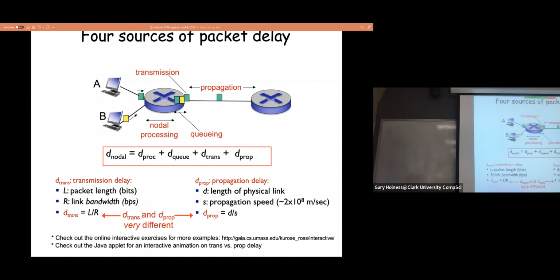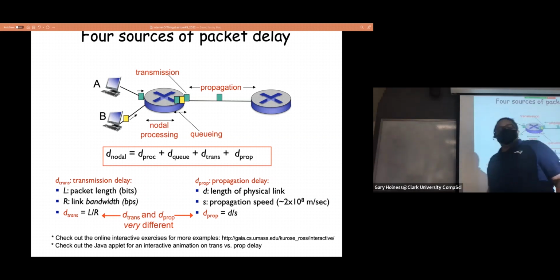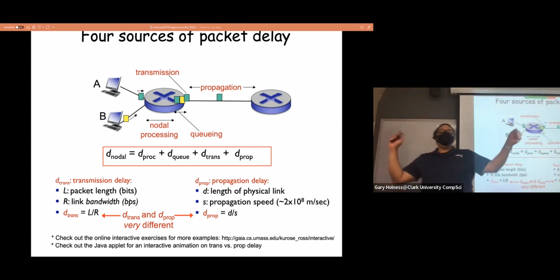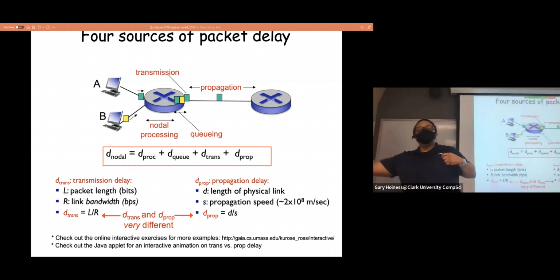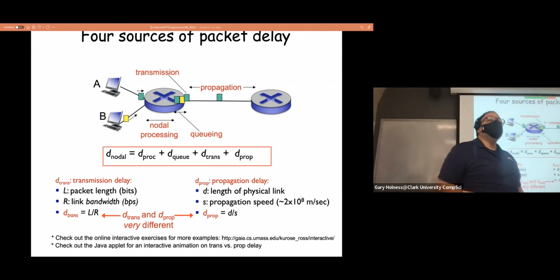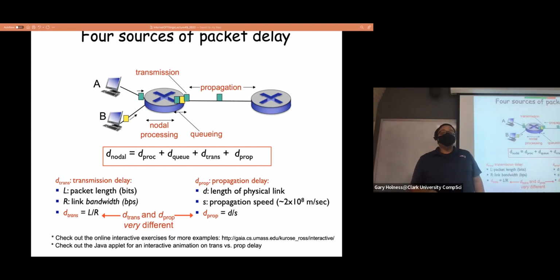And so these four quantities, processing delay, queuing delay, transmission delay, and propagation delay, impact the perceived time it takes for a message to go from the source endpoint, the client, to the responder, the server. Any questions about this? That makes sense?